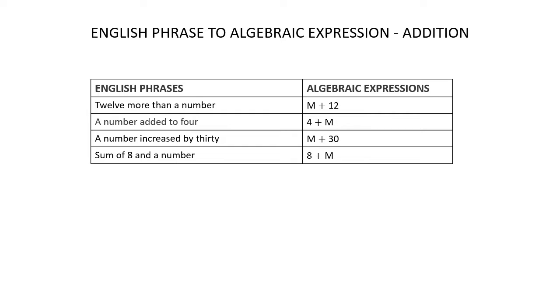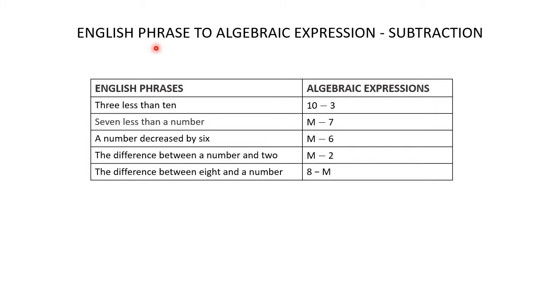Now let's look at this phrase. Sum of 8 and a number. Let the number be m. So sum of 8 and a number means 8 plus m. Hope you have understood this.